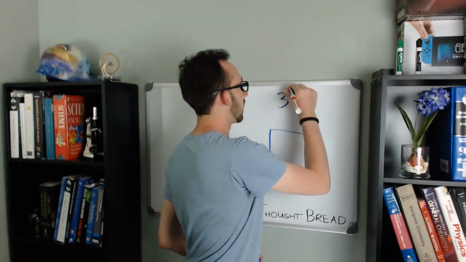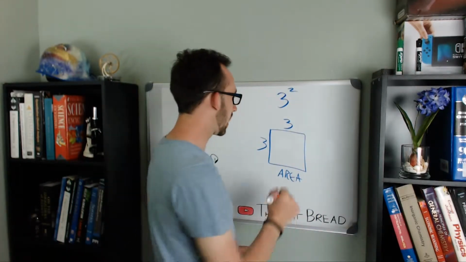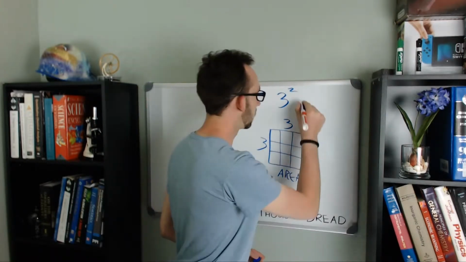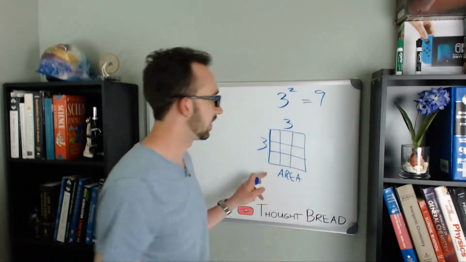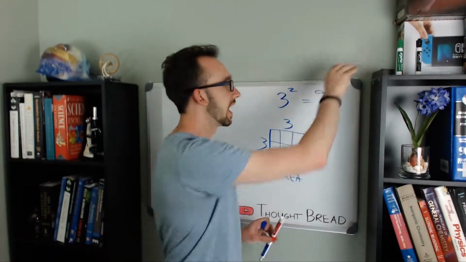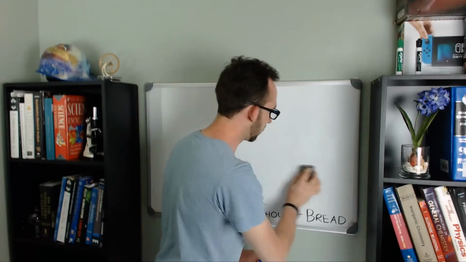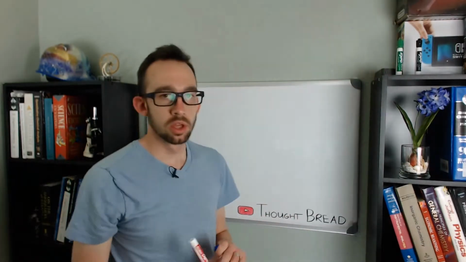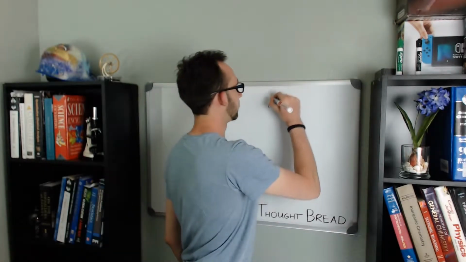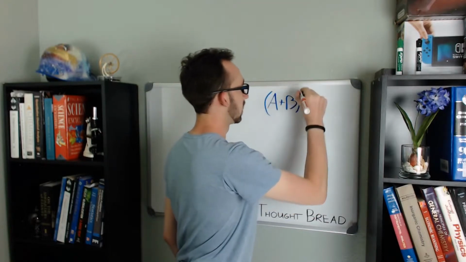For instance, if we have 3 squared, we'll have a 3 by 3 square. Everyone knows that 3 squared is 9. And you can see here that the area of this 3 by 3 square is 9. Again, this may seem kind of simple, but it'll be really important here in a second. All right? So, what if we have a number that is, let's say, a plus b squared?